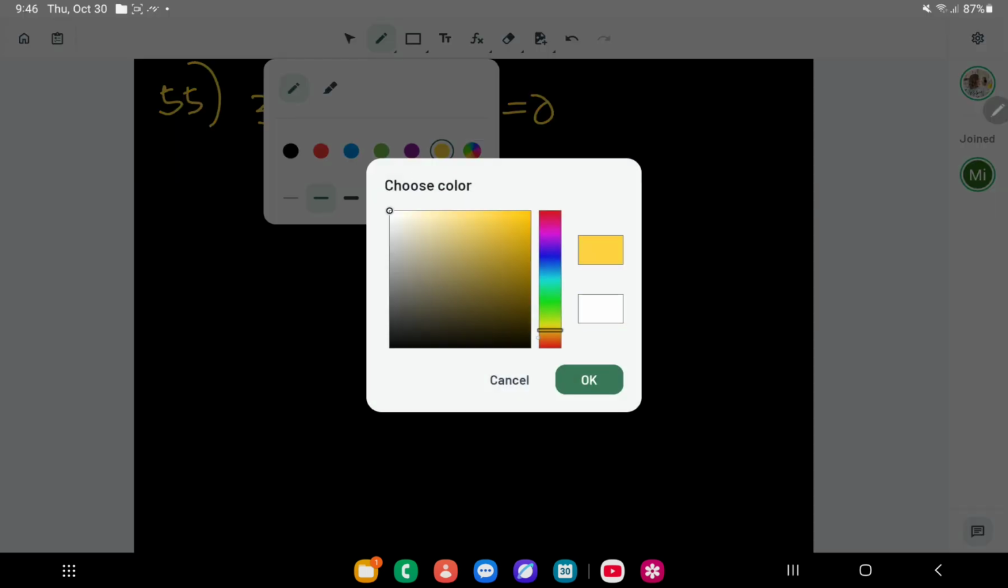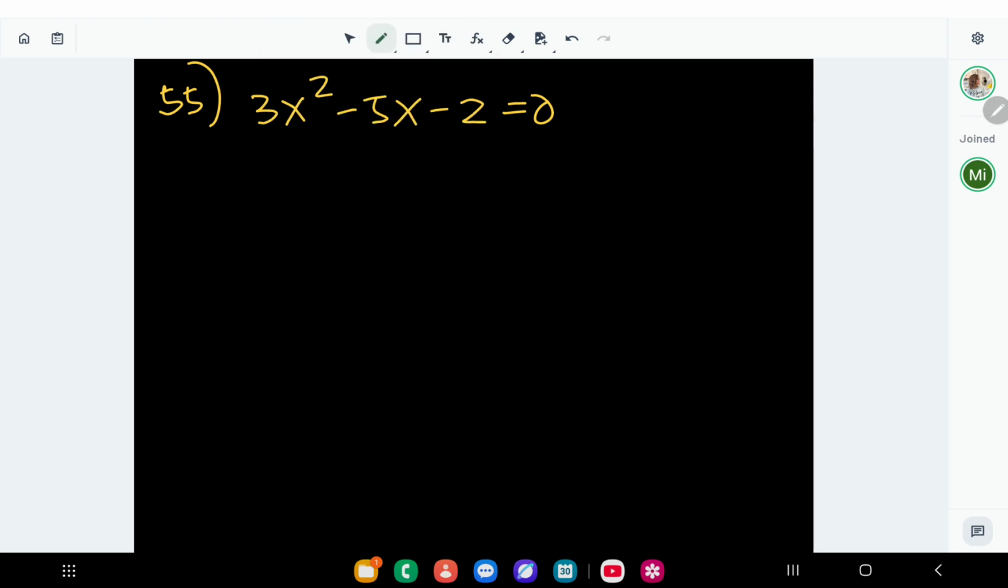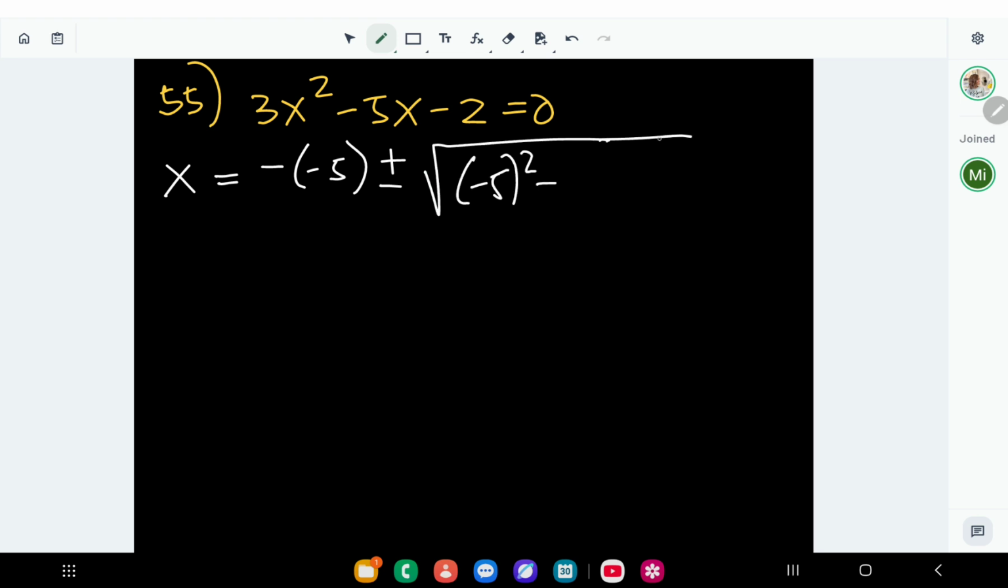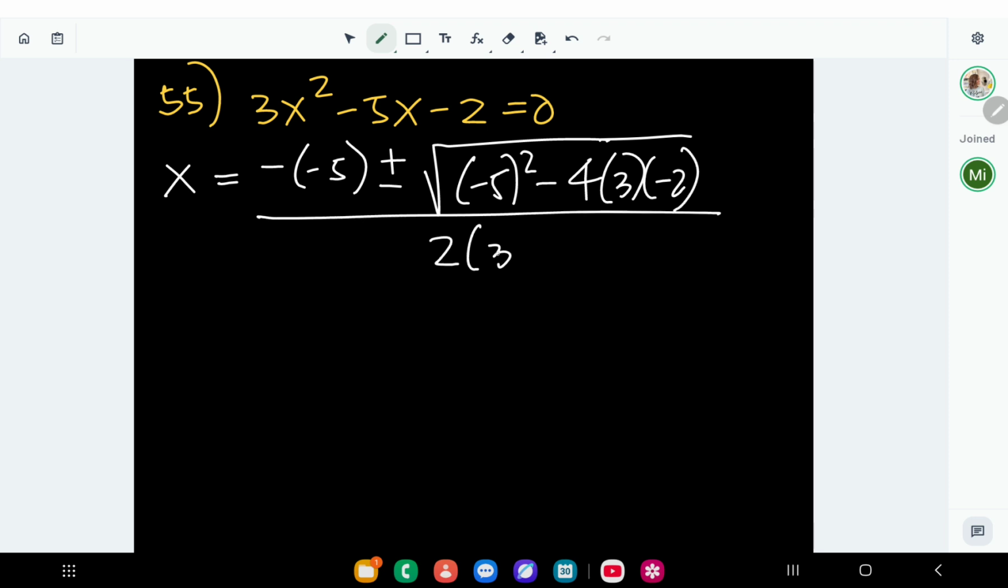55, so that is 3x squared minus 5x minus 2 equals 0. Again, we use the quadratic formula for this. Make sure you know how to identify a, b, and c. Okay, very good. So x is negative b. So negative of negative 5 plus minus the square root of negative 5 squared, right? Minus 4 times 3 times negative 2, over 2 times 3.